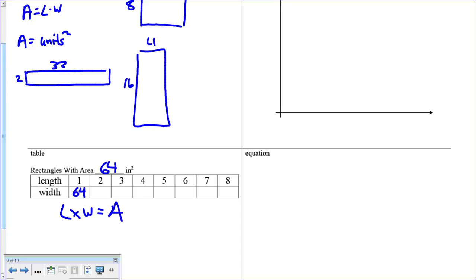If it was 2, Dana gave us that one. That was 32. What would be 3? If I gave 3, 3 times what would give me 64? How could you find 3? Because 3 doesn't go evenly into 64. How could you figure this out if I asked for 3? What would you do? 64 divided by 3, which is what? Give me to the nearest tenth.